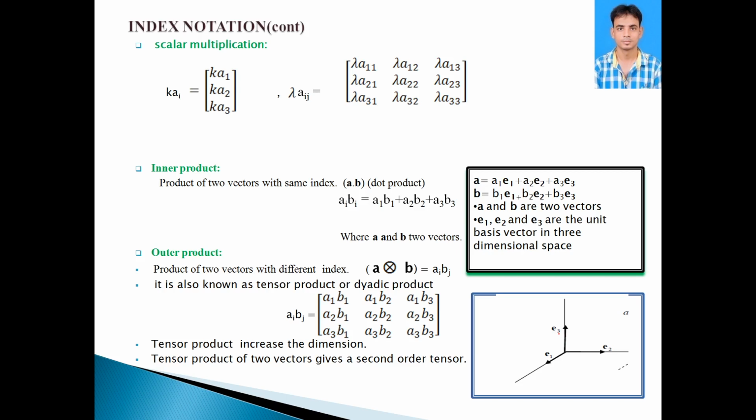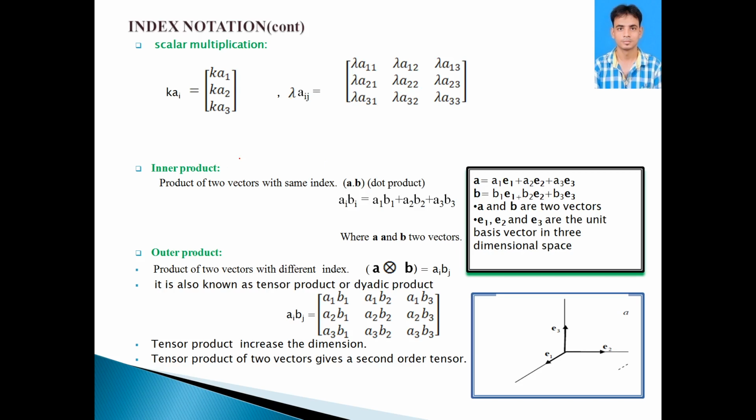Now we'll see the next operation, that is scalar multiplication. If you multiply a scalar with a vector, then it is simply multiplied with all the components of the vector, like this, that is ka1, ka2, ka3. Similarly, if you multiply a scalar with a matrix, then all the components of this matrix will be multiplied by lambda, like this.